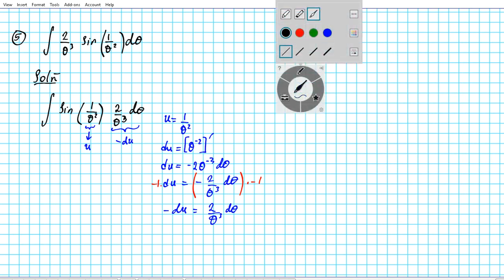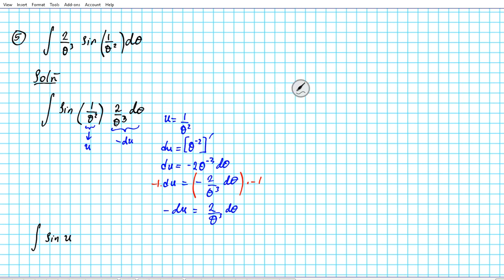We're now in the position to carry out our substitution. When we substitute, this integral is going to become the integral of sine. Instead of 1 over theta squared, that will be u. And then 2 over theta cubed d theta will be negative du. Let's make that look pretty. We can factor out the minus. So we have minus the integral of sine u du. Doesn't this look much nicer than this monstrosity of a problem we have up here? That just really helps us to see the power of the u substitution procedure.